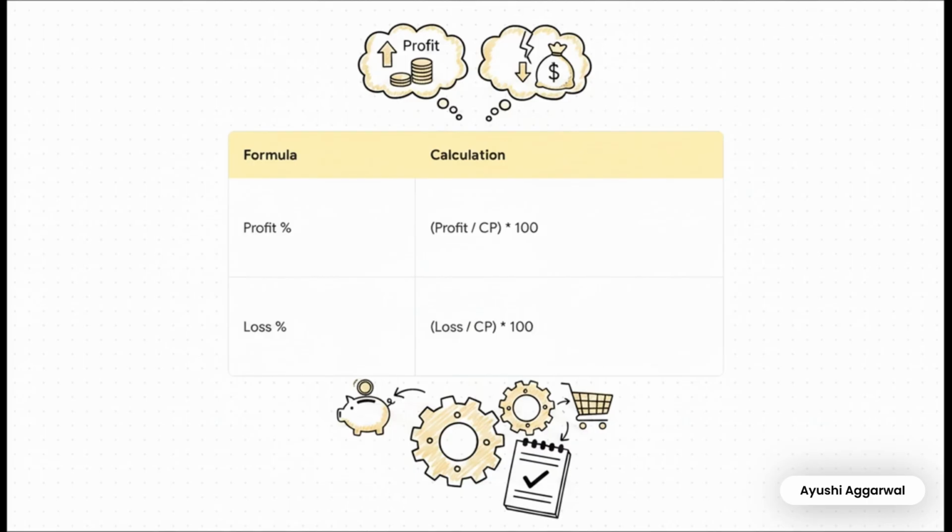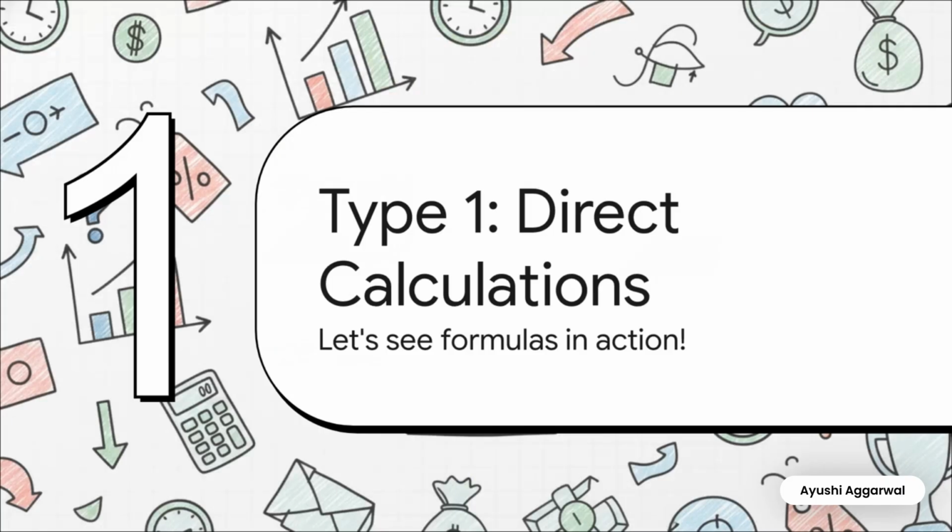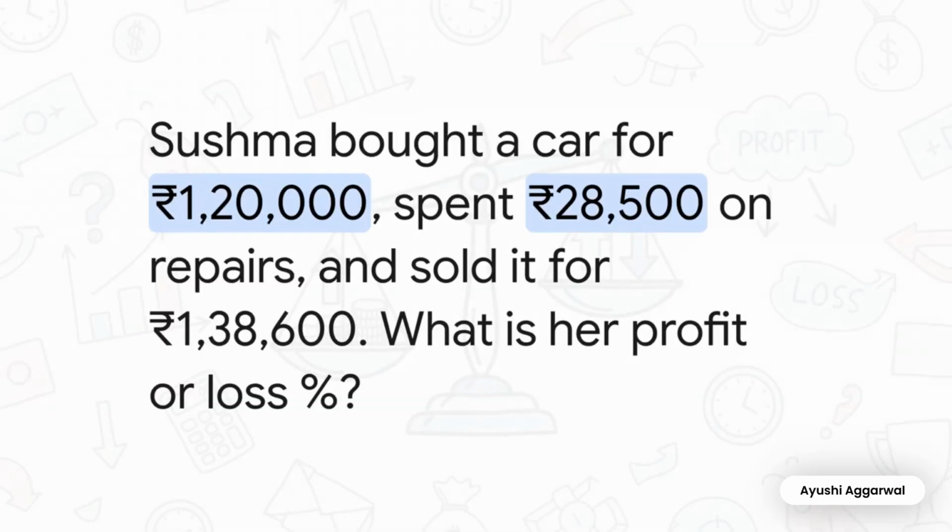And here's the most important thing to burn into your memory. Profit and loss percentage are always, and I mean always, calculated on the cost price. Make sure you jot these down. They are the absolute foundation. All right, that's enough theory for now. Let's move on to our first question type and see how we can actually put these formulas to work in a real exam scenario.